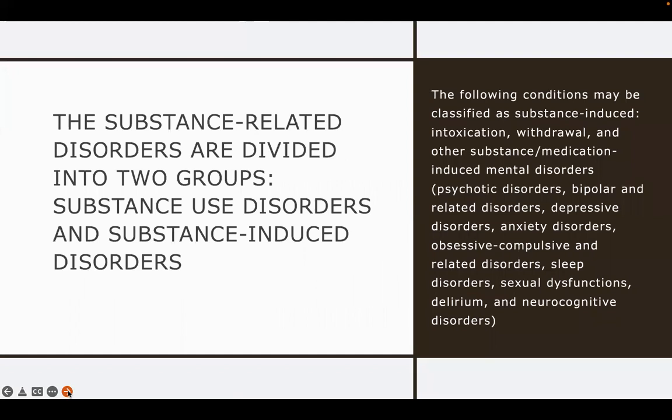So substance-related disorders are broken into essentially two groups. We've got substance use disorders and then substance-induced disorders. The substance-induced disorders include intoxication, withdrawal, and other substance or medication-induced disorders. These are things like psychotic disorders, bipolar, depressive, anxiety, OCD, sleep, sexual dysfunction, delirium, and neurocognitive disorders.